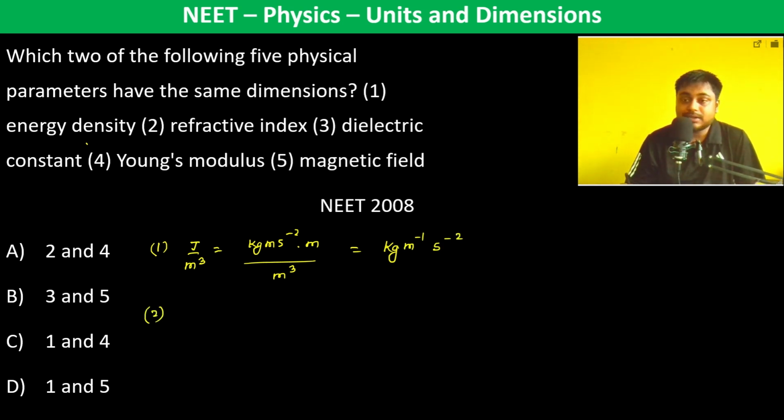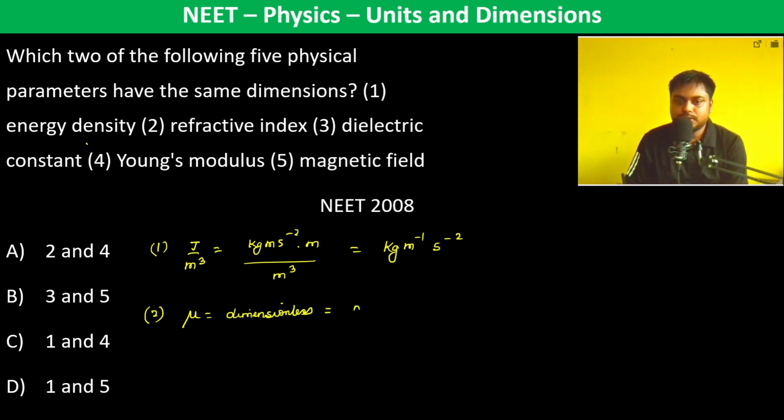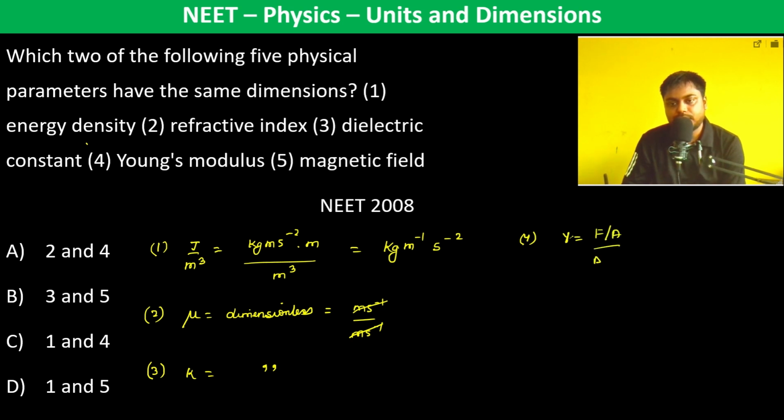Second, refractive index. So refractive index is speed of light in vacuum divided by the speed of light in the medium. So this is basically again dimensionless, because both numerator and denominator are meter per second. It's gone. So therefore dimensionless. Third one, dielectric constant. Oh, that is also dimensionless. Okay, K is also dimensionless. Fourth one, Young's modulus, which is Y is equal to F by A divided by delta L by L, which is Newton per meter square.